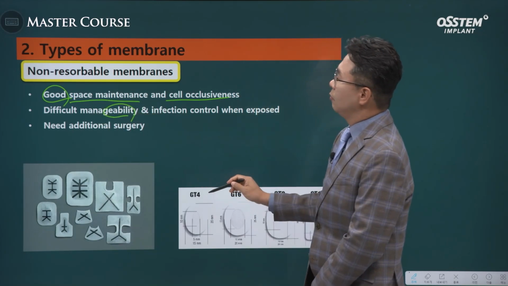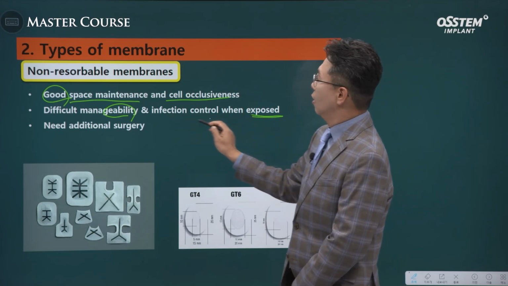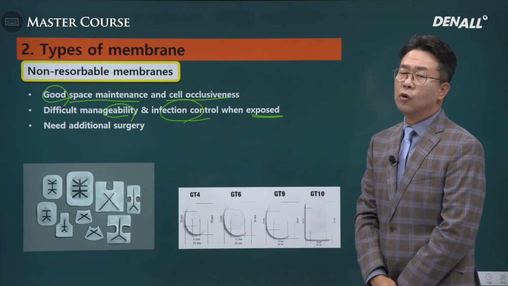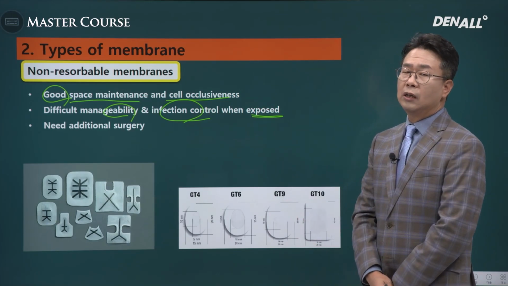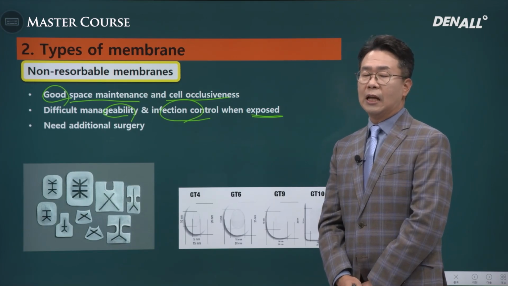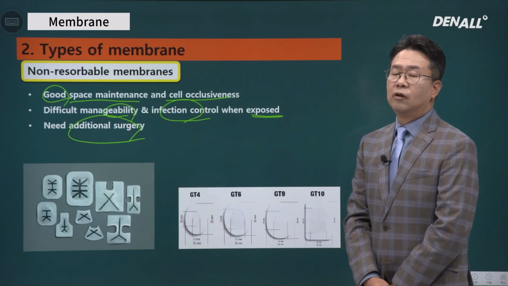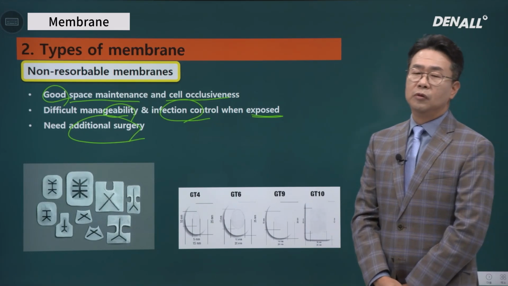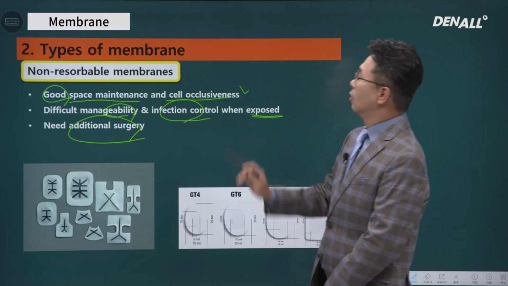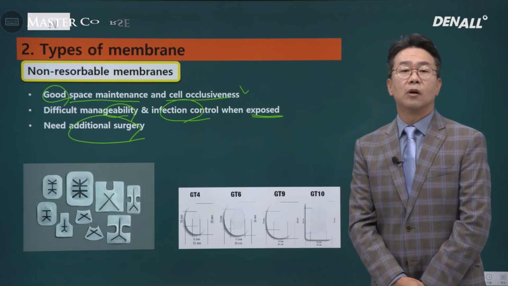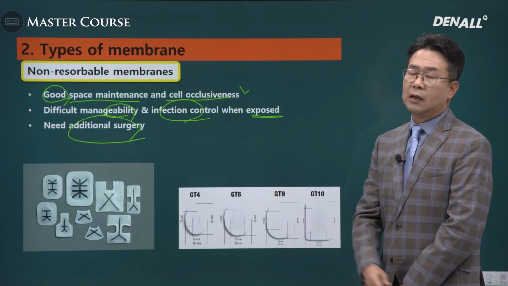At times, it can be difficult to manipulate, and once this is exposed, it is very difficult to control this area. So this is not frequently used, and because it's non-resorbable, it requires additional surgeries. It's very unfavorable in that respect, but as mentioned earlier, space maintenance and cell occlusiveness are excellent. In that respect, many people use this.